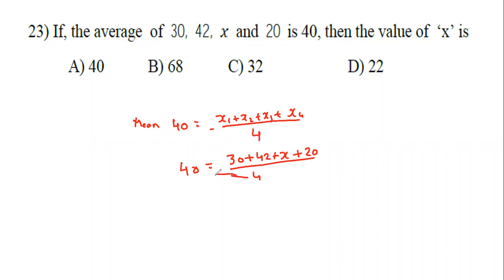So cross multiply this one. 40 into 4 is equal to 30 plus 42 plus 20 plus x. So what is the answer? 30 plus 20 is 50. 50 plus 42 is 92, plus x. 40 into 4, sorry, not plus, this one is into. 4 fours are 160, equal to 92 plus x. X is equal to 160 minus 92.